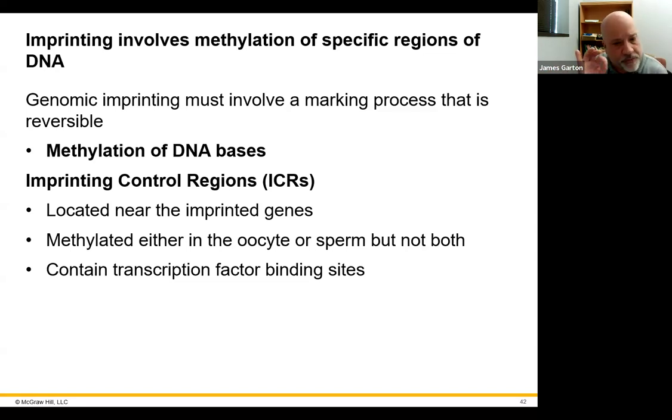The methylation will occur in one germline cell or the other. And so it will be in the oocyte or the sperm, but not in both. And these ICRs contain what they call a transcription factor binding site. And if DNA is overwound in that area, transcription factors cannot bind, and so you don't make mRNA from the DNA.